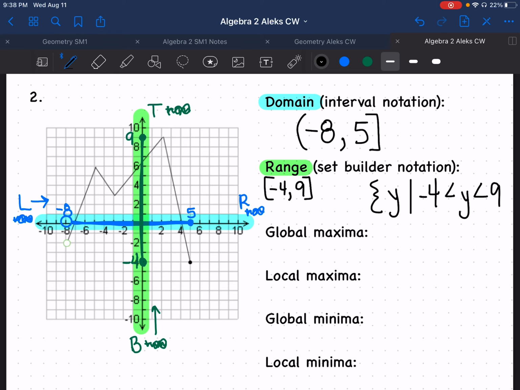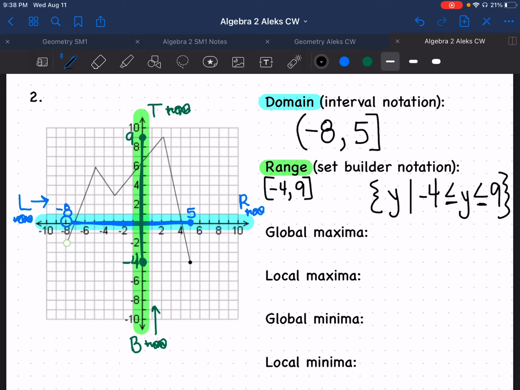Then I'm going to go back and look at my points at -4 and +9 to see if they're open or closed. Remember, you can also look at your brackets or your parentheses. Since we have closed points and they both contain a bracket, I'm going to put the or equal to bar, and I need to finish with a squiggle at the end.